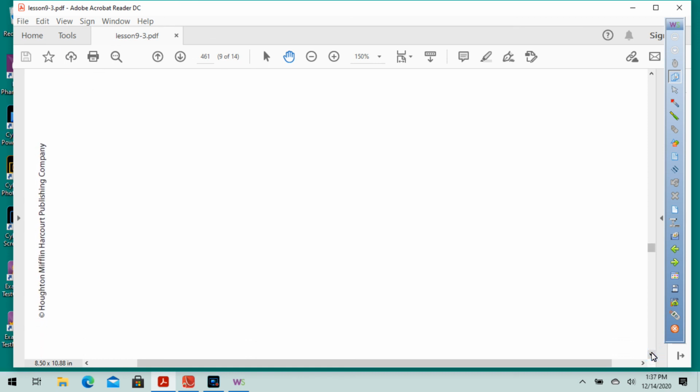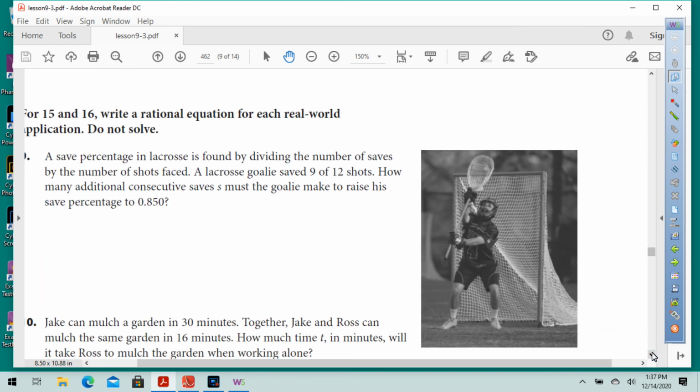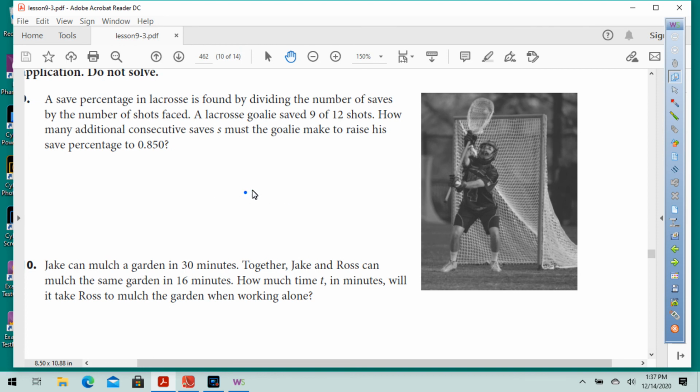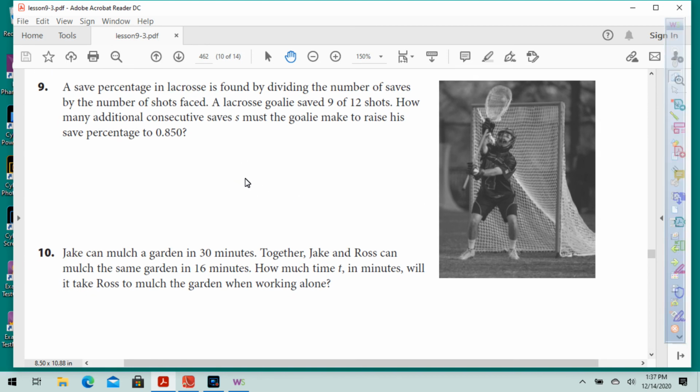Number 9. What is number 9? A save percentage in lacrosse is found by dividing the number of saves by the number of shots faced. A lacrosse goalie saves 9 of 12 shots. How many additional consecutive saves S must the goalie make to raise his save percentage to 0.85?